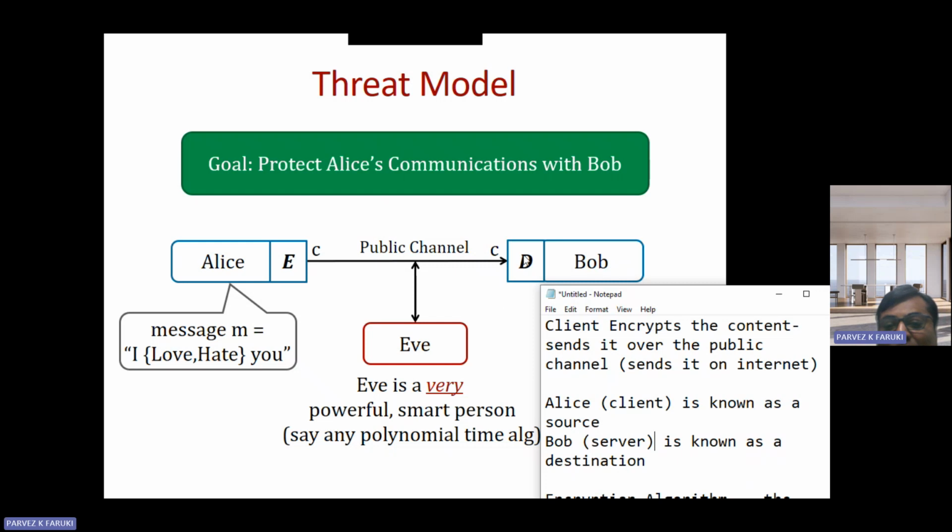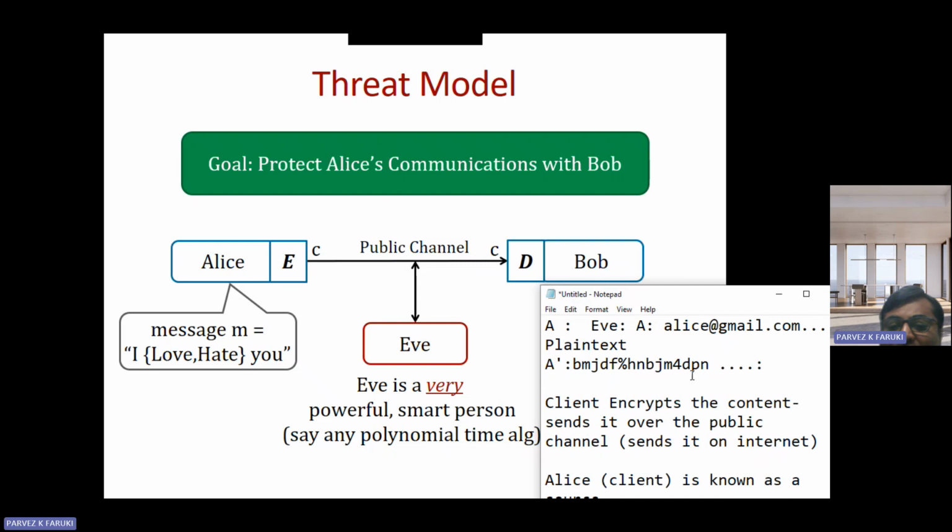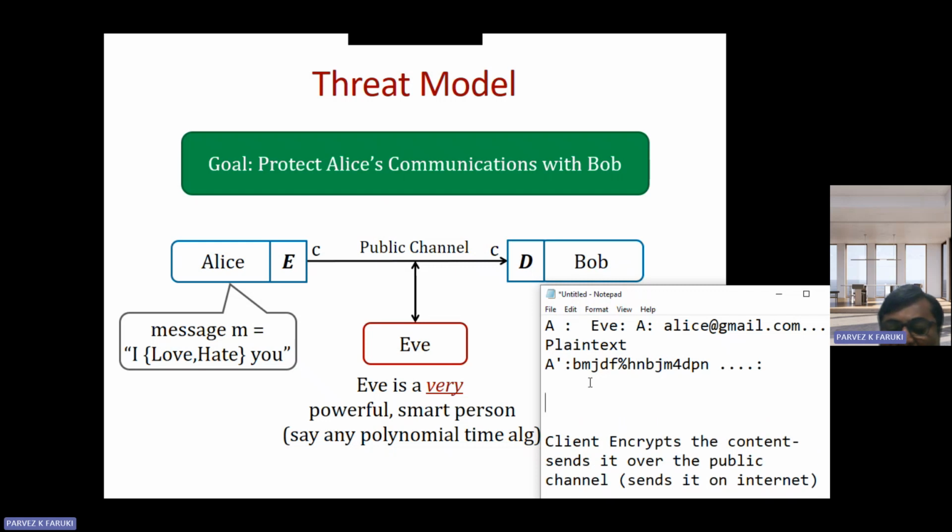So this content reaches Bob. Now what? When this content reaches Bob, it has reached him in a manner which is not legible, which is not plain text. So Bob needs to first convert this into plain text. Therefore, what you see here in the box, a D, is a reverse process. The reverse process is known as decryption.